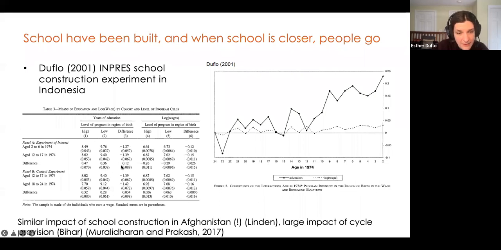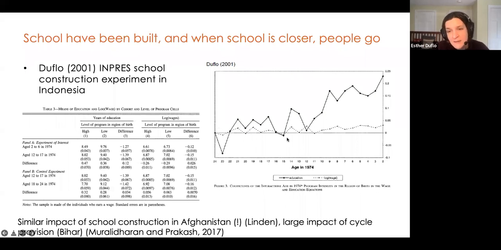And so there has been a catch-up, which can be attributed to the schools to the extent that there were no other differential trends affecting these regions. And one way in which we can confirm that this is really the impact of the schools and nothing else is to look at the impact cohort by cohort of getting more schools built in your region of birth. And so what you see here in each of these graphs is basically what's the impact of having more schools built in your regions for children who were 24 in 1974, they are the benchmark, 23, 22, etc.